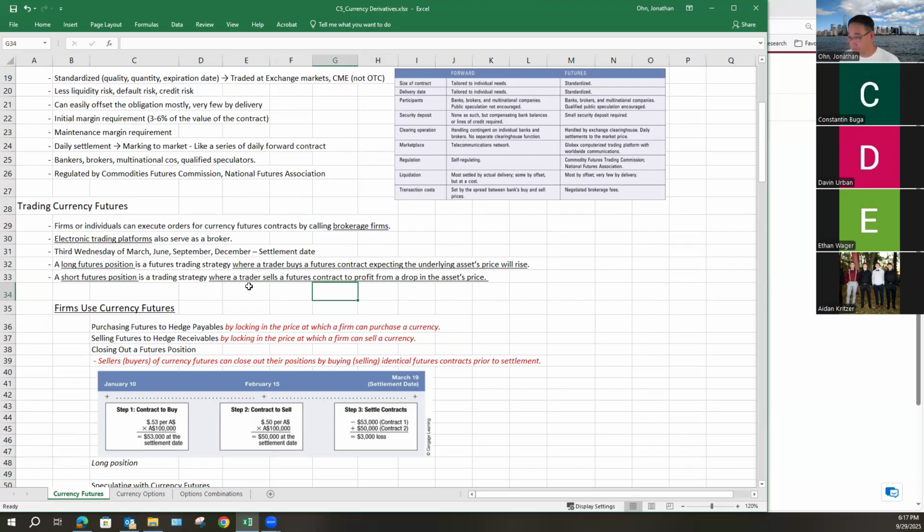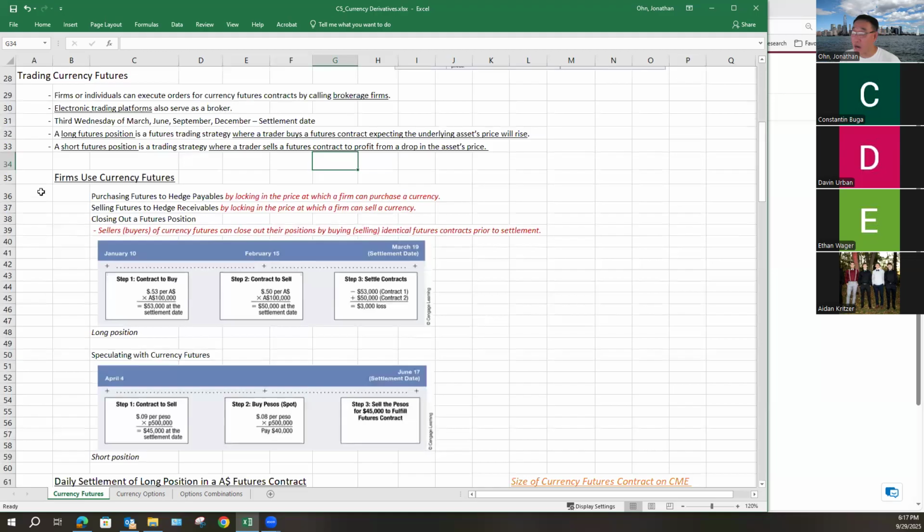All right. Some examples. Why do companies use currency futures? What is the main goal? We have this one here now.